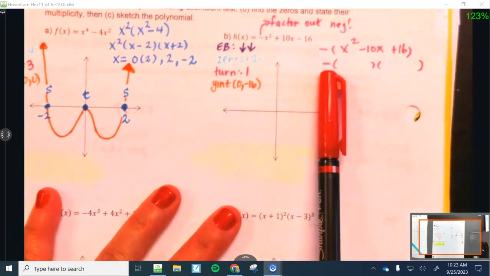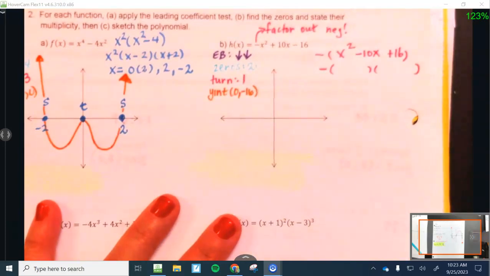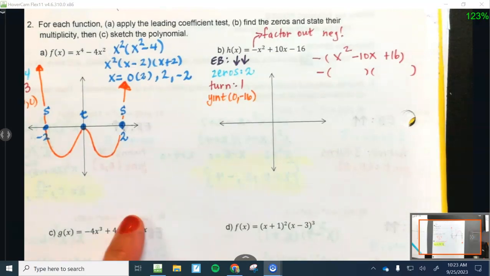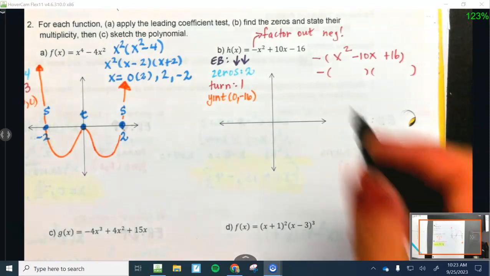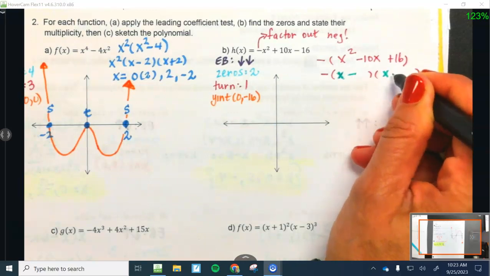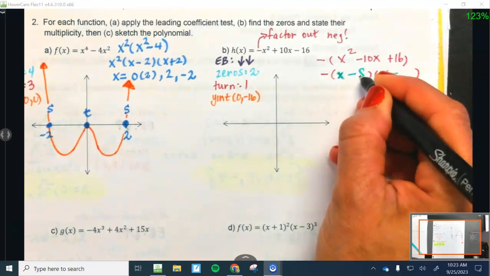So I just recopied my negative. Ooh, I almost made a mess. Just trying to make that a little clearer for us. Okay, guys, what goes in the parentheses? X minus, what is it? 8 and 2, great job.